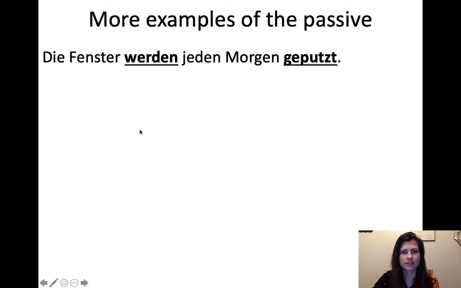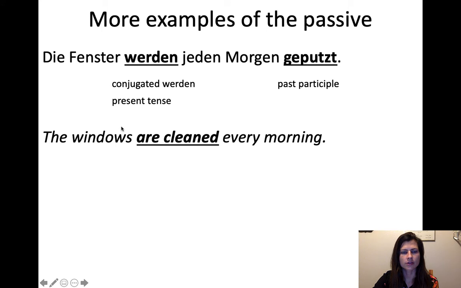So, die Fenster werden morgen geputzt. We've conjugated werden, and we have a past participle, and werden is in the present tense. So we end up with the windows are cleaned, geputzt, every morning. So it's like the windows are every morning cleaned at the end. So this is just a present tense. We've got conjugated werden in the present tense plus the past participle. This is a pretty simple one. The windows are cleaned every morning.